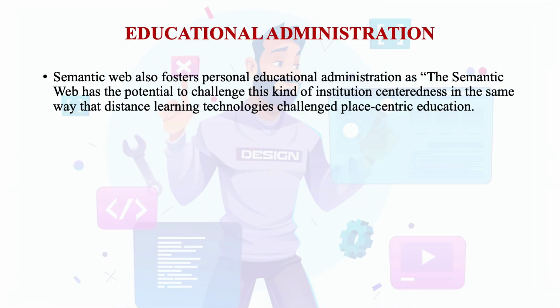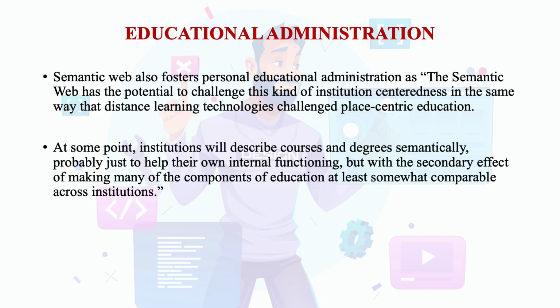Education administration is another application we can envisage with Web 3.0. The semantic web also fosters personal educational administration, as it has the potential to challenge this kind of institution-centeredness in the same way that distance learning technologies challenged place-centric education. So the same thing will be happening here also. At the same time, institutions will describe courses and degrees semantically, probably just to help their own internal functioning, but with the secondary effect of making many of the components of education at least somewhat comparable across the institutions.